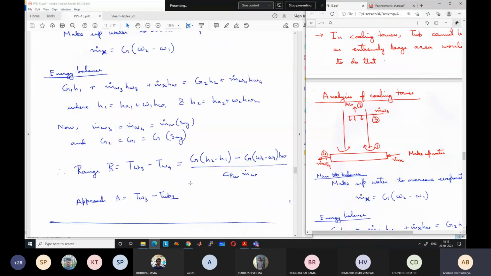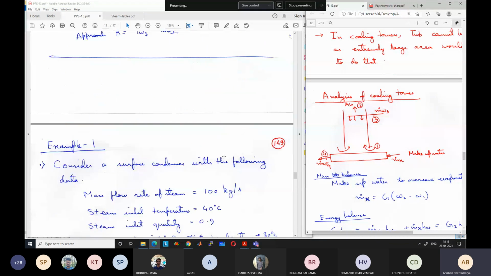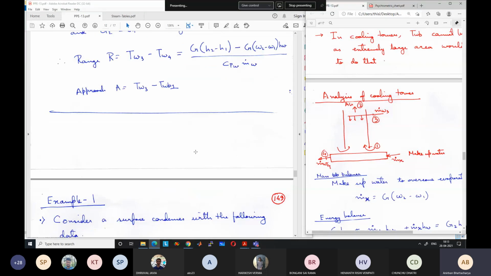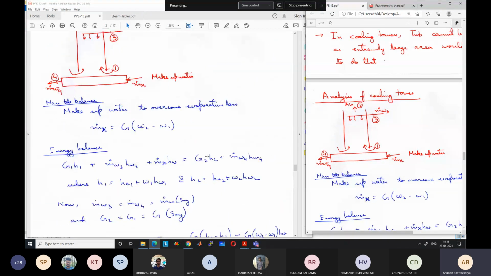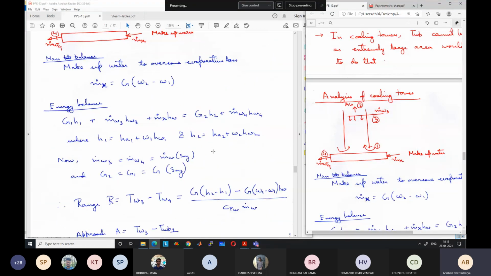So this finishes our course. I will go through a couple of problems. Okay. So any questions on this analysis of the cooling tower? Anything which is not clear to you? We will go through a couple of problems for half an hour, and then we will finish the class. I will take a break in between.